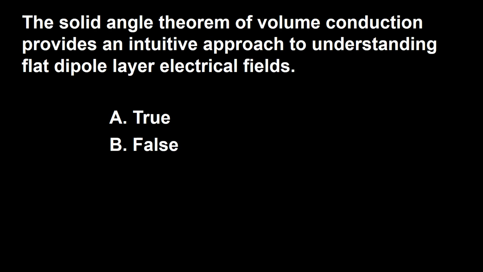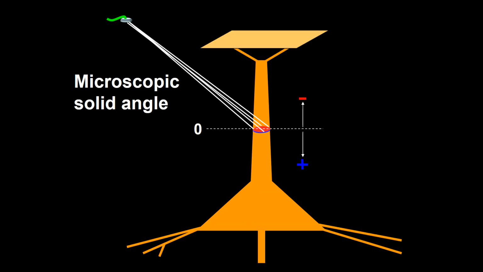Next question. The solid angle theorem of volume conduction provides an intuitive approach to understanding flat dipole layer electrical fields. A true, B false. We already use the solid angle theorem of volume conduction to understand the fields of a single activated cortical neuron. These questions deal with flat dipole layers. As you recall, a flat dipole layer consists of an ensemble of many neurons arranged linearly that, when activated, develop a set of vertical dipoles.